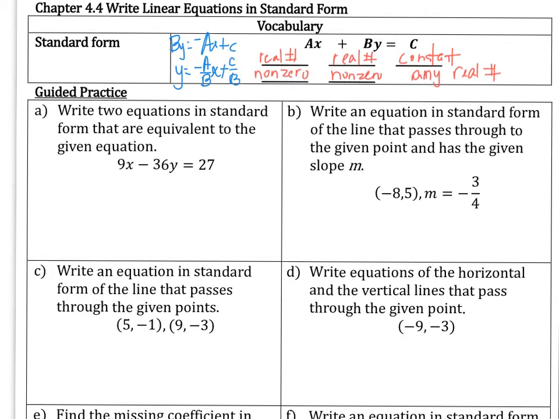The reason why I want to mention this is because if we just simply look at negative a over b, this will give us the slope of the linear equation. So whenever I'm given a linear equation in standard form, I can simply take the coefficient a and put it over b and multiply by -1.